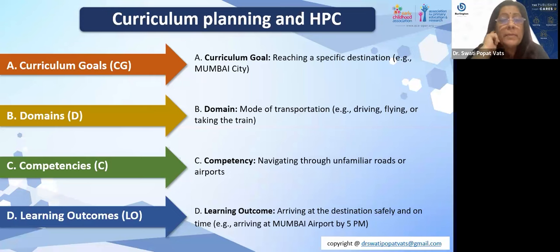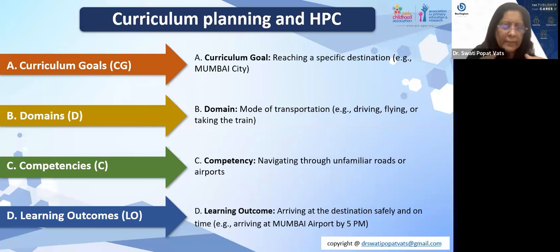Domain. Domain means, if I have to put it in the analogy, the mode of transport. How will I reach Mumbai? Will I drive to Mumbai? Will I fly to Mumbai? Will I take a train? So, my curriculum goal was, I want to teach the child to write. My domain: how am I going to teach my child to write? Then comes competencies. Competency means, while I'm doing this traveling, what if I face problems? How will I solve them?